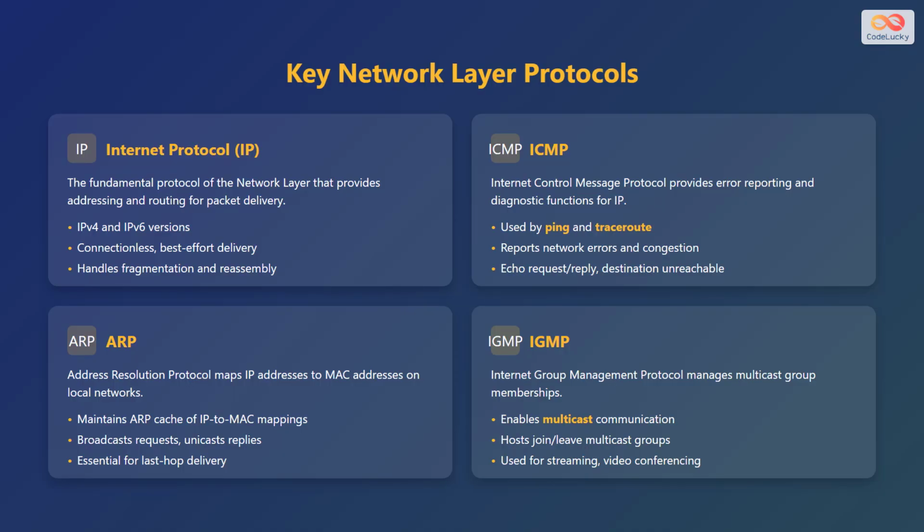Third, we have the Address Resolution Protocol, or ARP, which maps Internet Protocol addresses to media access control addresses on local networks. It maintains an Address Resolution Protocol cache of Internet Protocol to media access control mappings, broadcasts requests and unicast replies, and is essential for last hop delivery.